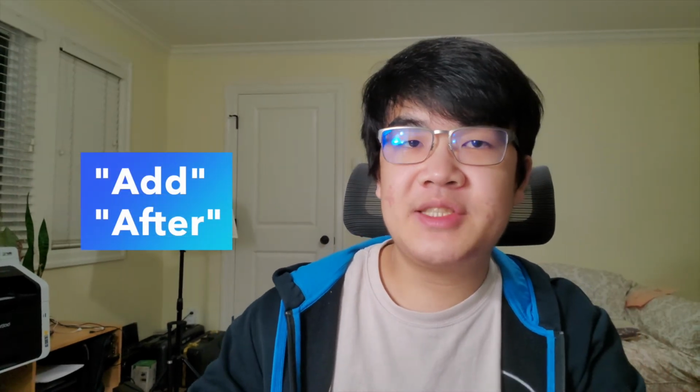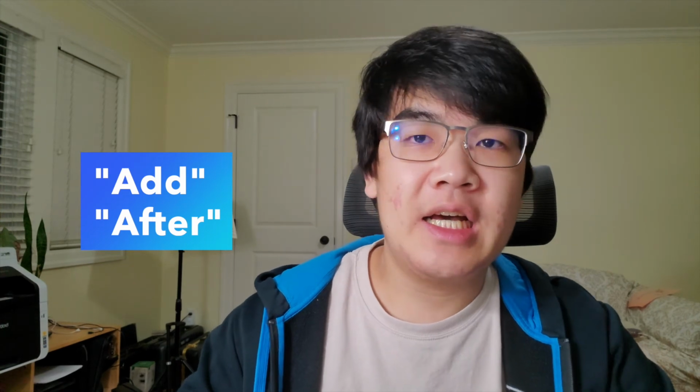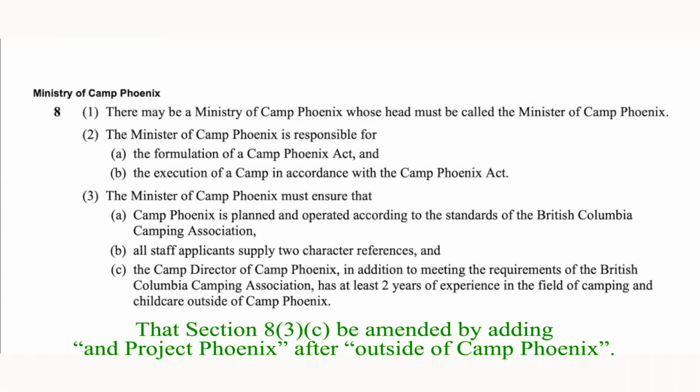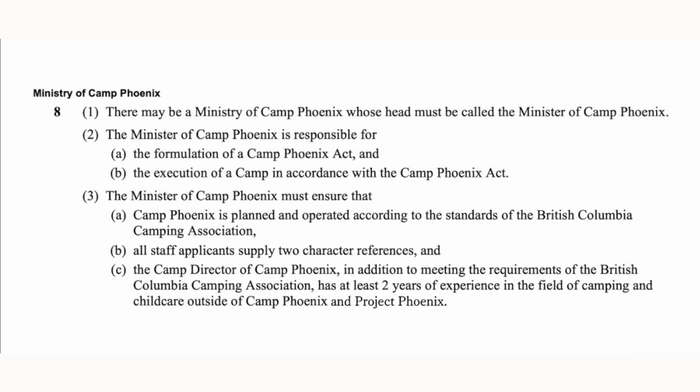If you want to insert some new words somewhere, use the words add and after. Add specifies what you want to add in, and after specifies where in the line you want to add your new words. For example, if you want to specify that Project Phoenix, which is an alternative project that BCYP sometimes runs, does not count towards a camp director's additional experience, your amendment motion could read like this: that section 8, subsection 3, paragraph C be amended by adding and Project Phoenix after outside of Camp Phoenix.